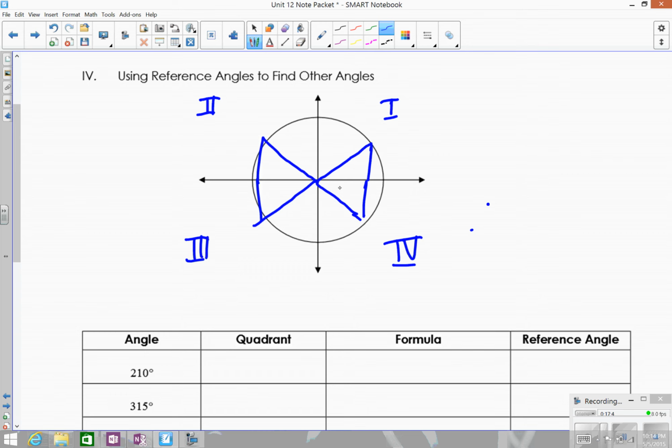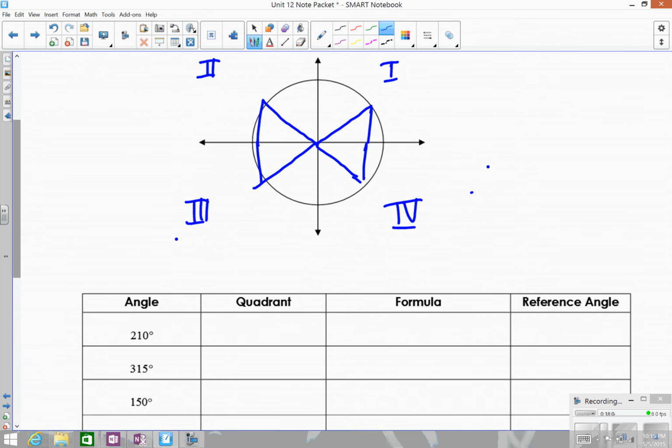So basically when we talk about getting the reference angle, we're trying to get an acute angle. Hopefully one of them's 30, 45, or 60 so that we can easily find the measure. But we are always talking about the angles that are touching the horizontal axis, so they're always coming off of that. So let's look at how to find a reference angle.